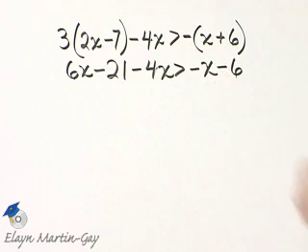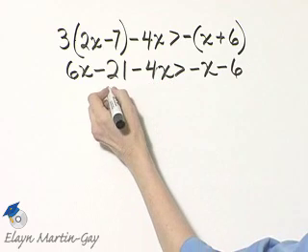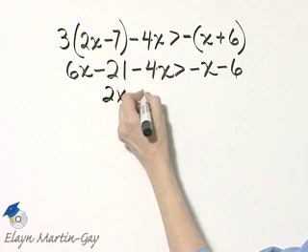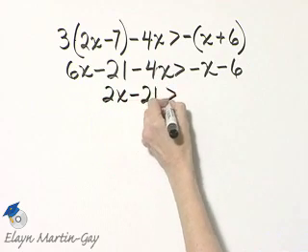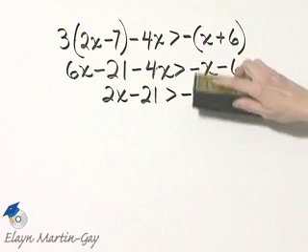I'll write minus 6. Do we have any terms that we can combine? The answer is yes, because here I've got 6x minus 4x, and that's 2x, and then minus 21 is greater than negative x minus 6.